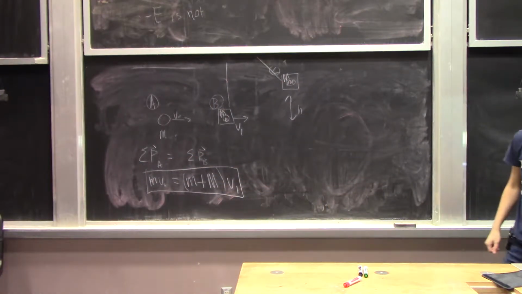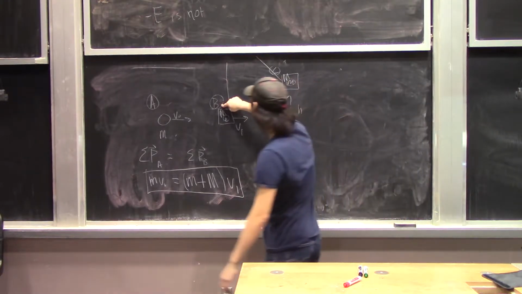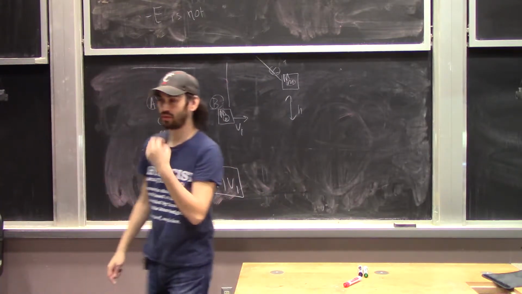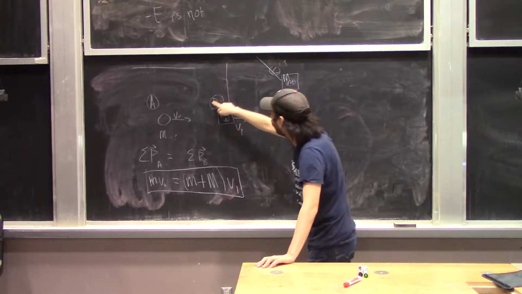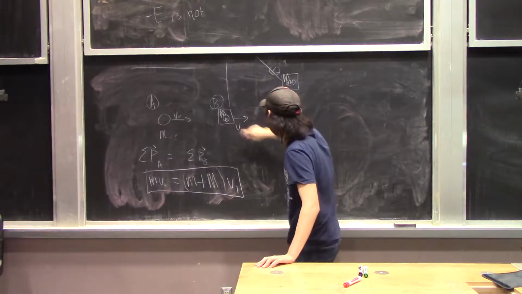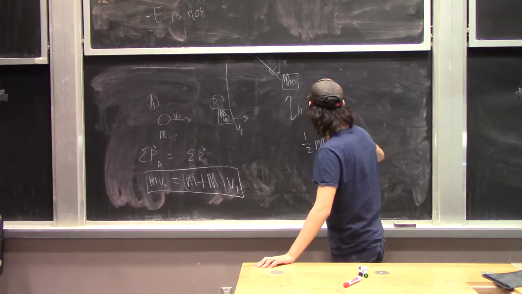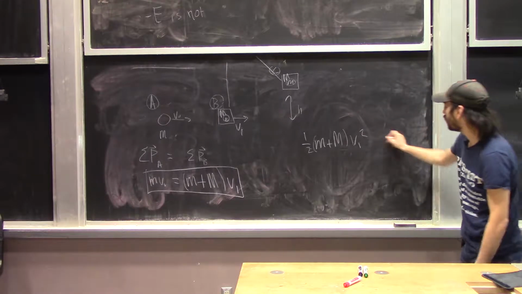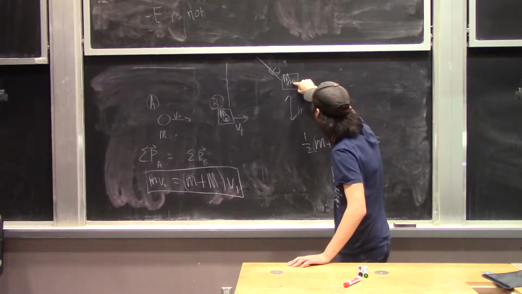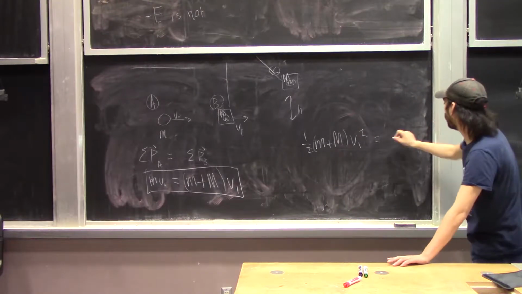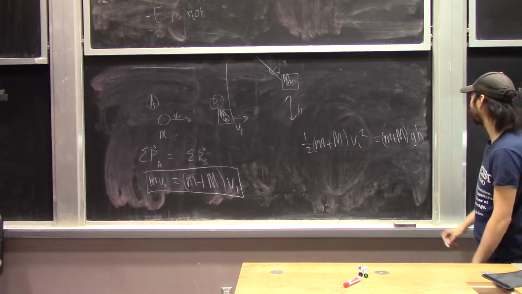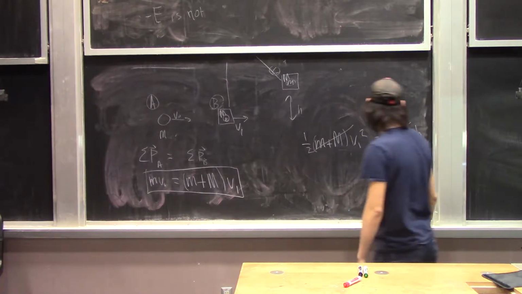Now, the next equation that we can get relates state B to state C. Between state B and state C, we can say that energy is conserved. And so we can write down the kinetic energy in state B, which is going to be 1/2 (m plus M) times v1 squared. And this is going to be equal to the potential energy in state C, which is going to be (m plus M) times g times h. Okay, and now we can cancel these masses.